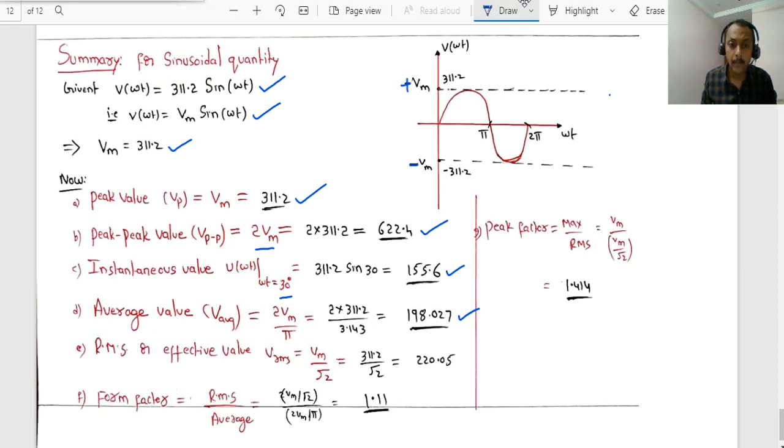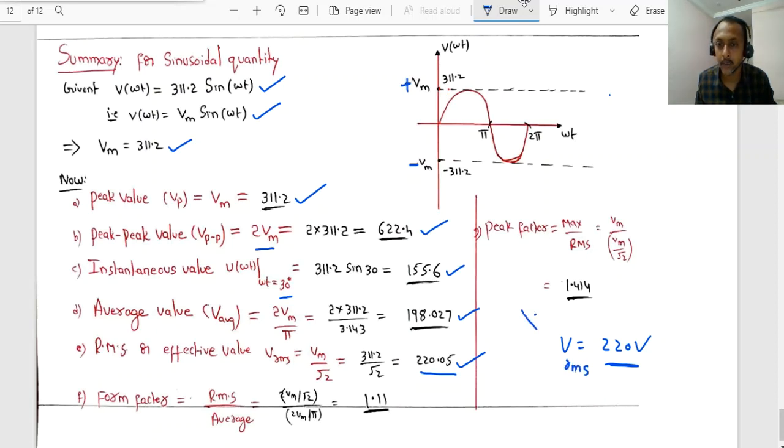And RMS or effective value, VRMS, this derivation also we have seen, is Vm by root 2. You will get 311.2 divided by root 2, which is 220. That is the reason I have taken 311.2. For our households, what is the voltage we get? 220 volts. Now tell me, this 220 represents which value? If nothing is specified, if they simply say V equal to 220 volts and do not tell which value it is, by default it is RMS value.